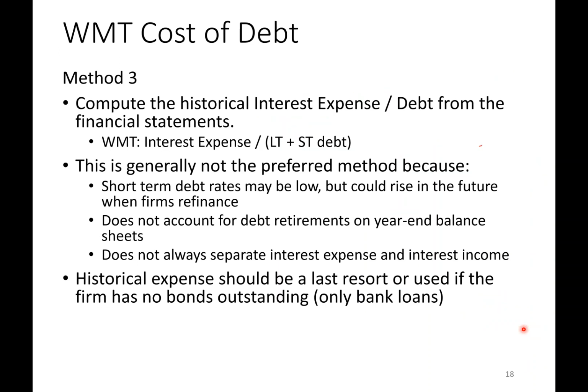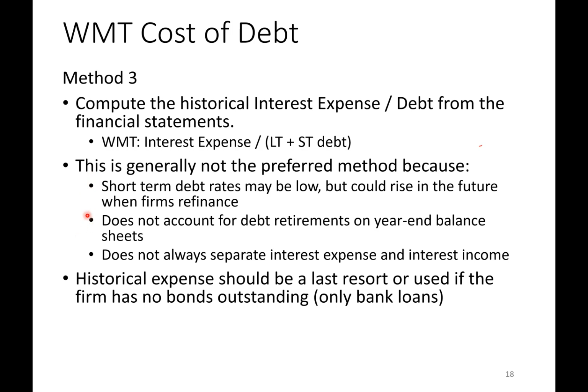A third method is simply to look at, say, last year's interest expense and divide it by the ending debt balance or the average debt balance. Now, this is generally not the preferred method. One reason is, what if a firm is financing a lot of its debt very short term? It might have a very low interest expense, but as rates rise, those interest expenses will go up. Also, it doesn't account for debt retirements on year-end balance sheets.